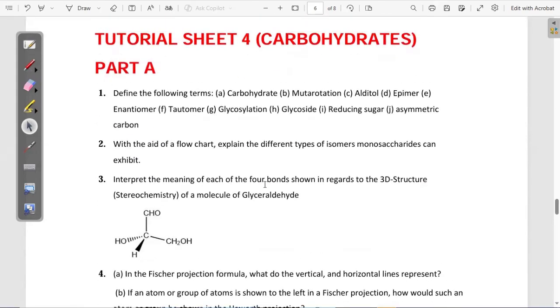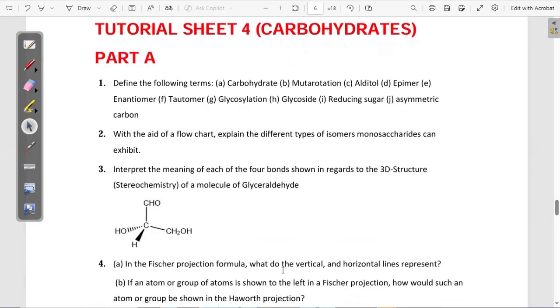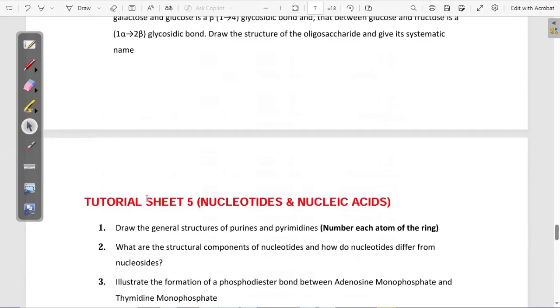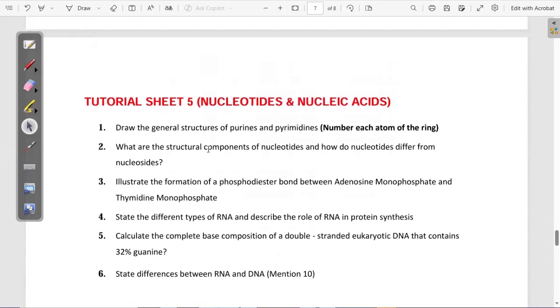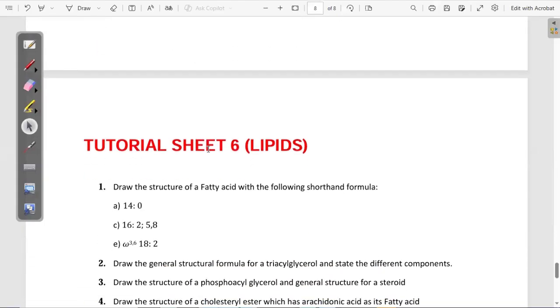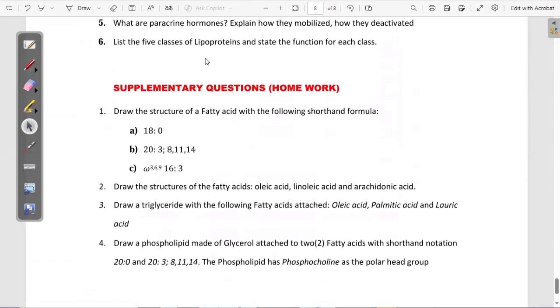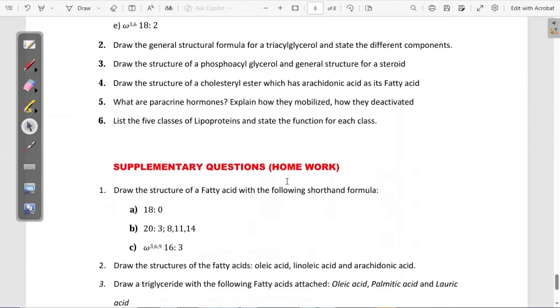Carbohydrates, we showed how to draw different structures, like for disaccharides, for monosaccharides. We did all this part, how to draw oligosaccharides. So the videos are there on the website. We also did questions on nucleotides and nucleic acids. You can access them on the website. And then the last tutorial that we did for this course was lipids. For lipids, there were questions on drawing fatty acids and their structures. So we solved all these questions, and the videos are there to help you prepare for your assessment.